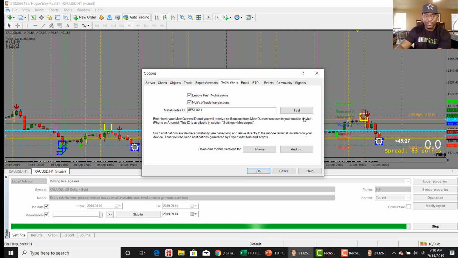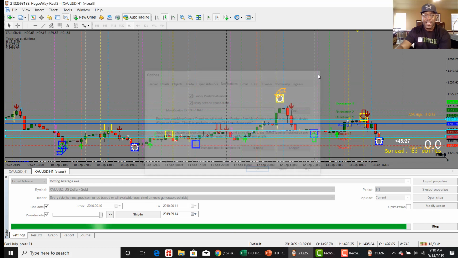Same thing if you're with an iPhone. You'll go to your MetaTrader, go to Settings, and you're going to look under Chat. I think it's Chat Messages, and you're going to look for MetaQuotes ID. Do the same thing, guys. Once you send the test, it's going to send you a test text, and you are set up. Now you've got everything set up to be notified.